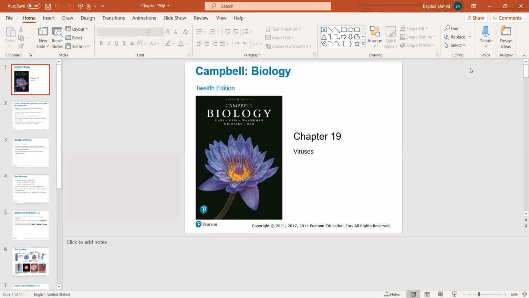Today we will be doing chapters 19 and 27, which are viruses and prokaryotes. I will start with the viruses, and let me warn you that this chapter has a lot of specific details that we don't need to know. So basically, just get the overall ideas, and I will talk about what's important to know.